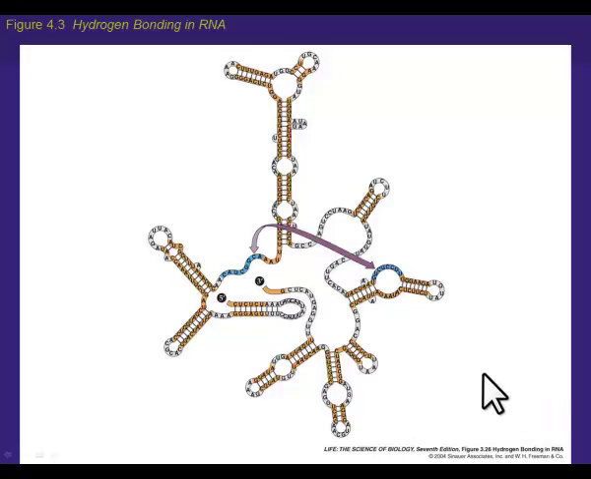So ultimately, the shape of any individual RNA is a function of the sequence of its bases. This is very different from DNA, which has that regular helical structure.